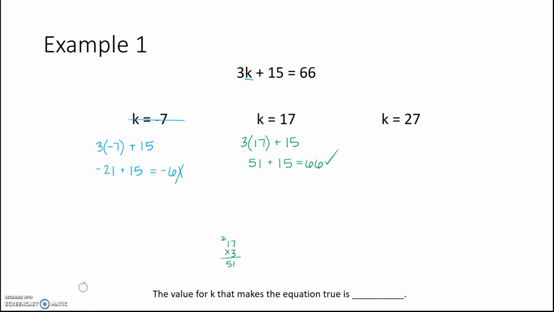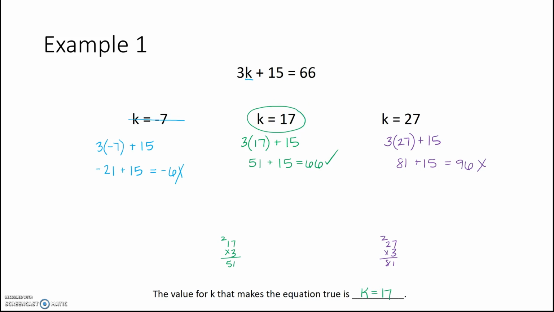Just for kicks and giggles, I'm going to go ahead and substitute in 27. Make sure I didn't make a mistake anywhere. So 3 times 27 plus 15. So I have 27 times 3. 3 times 7 is 21. 2 times 3 is 6. 7, 8. 81 is much larger than I need. Plus 15, so 81 goes to 91, 96. Totally not true either. So the value for k that makes the equation true is k equals 17.